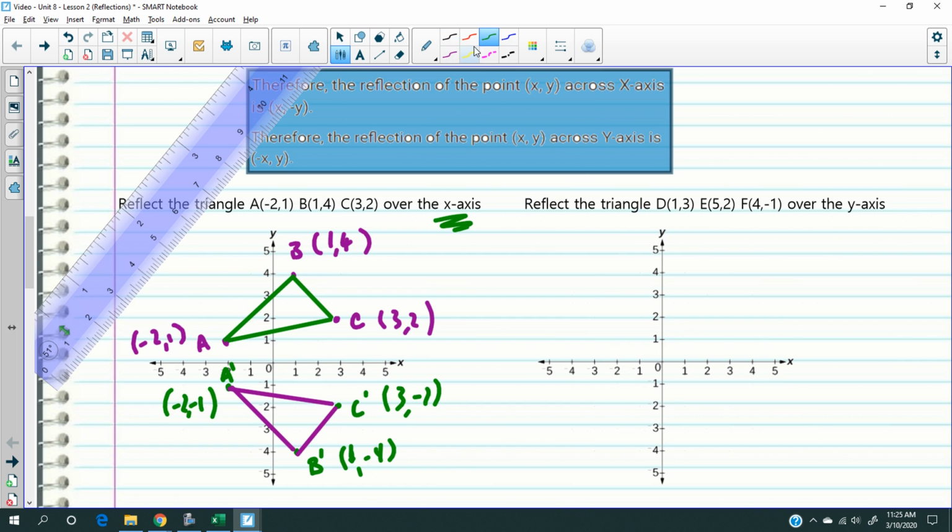So how do you do this? Let me use a different color. I'll use blue. D is (1, 3), so let's plot that point first. E is (5, 2). And then F is (4, -1). So there's a triangle. Let me connect the dots. I'll use red this time.